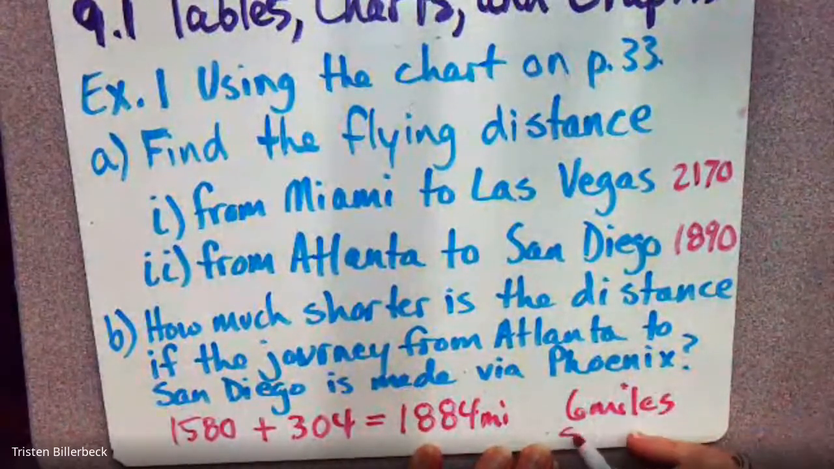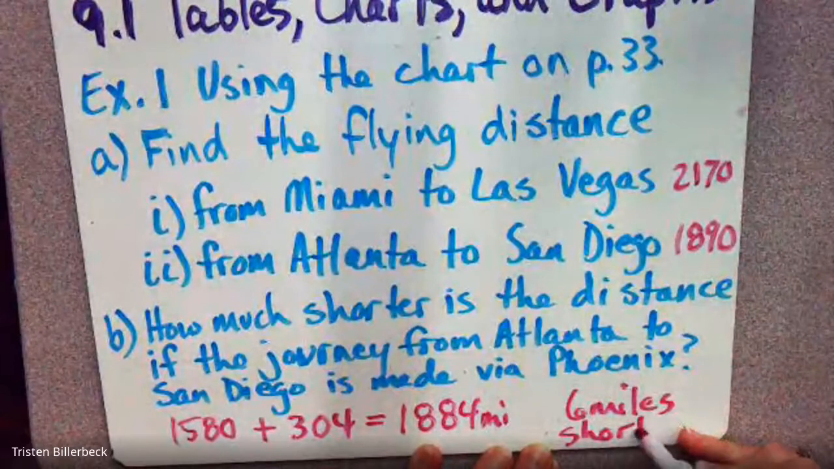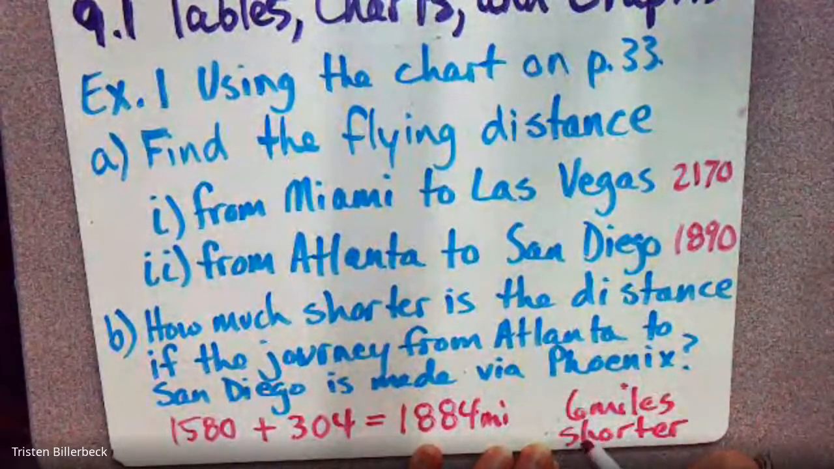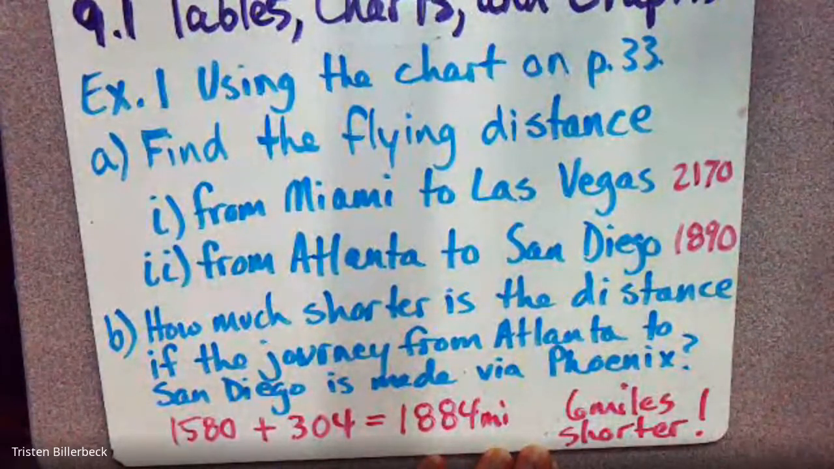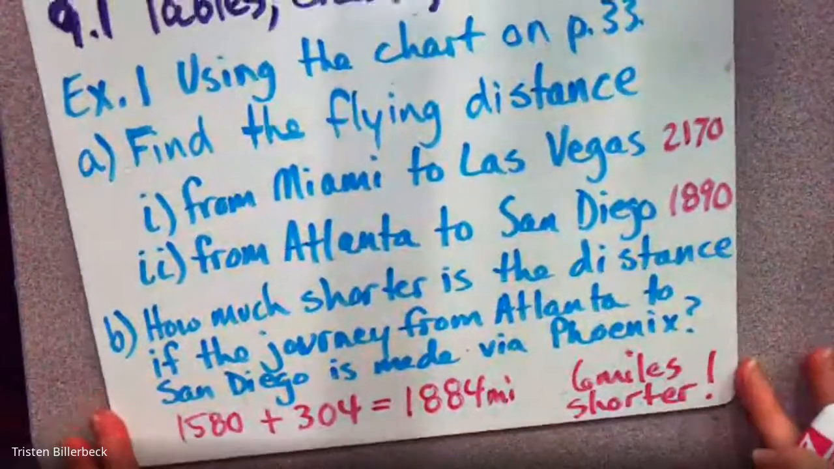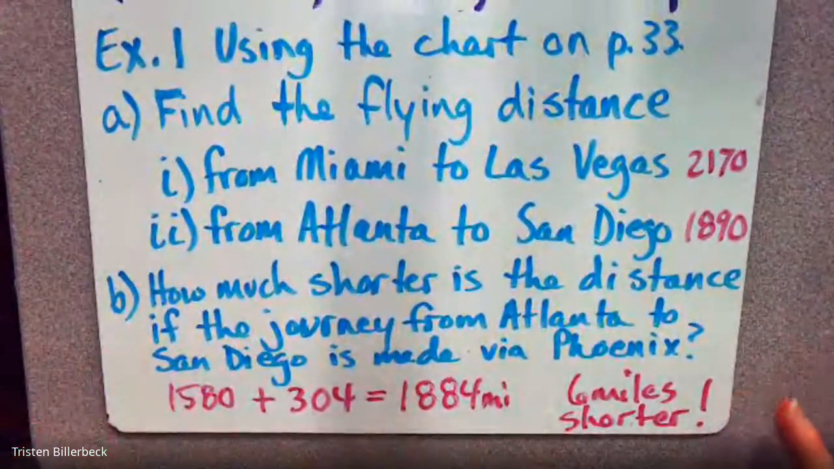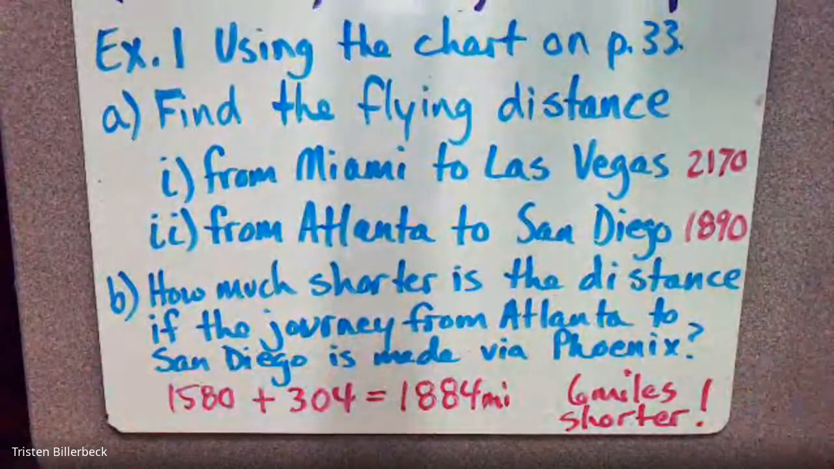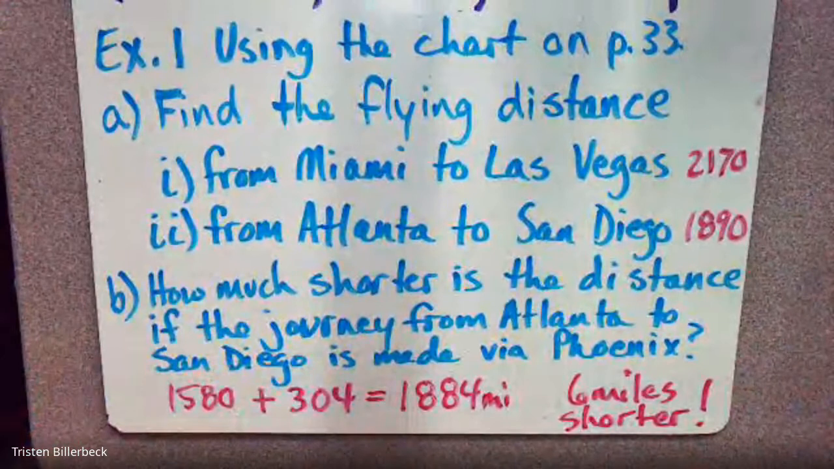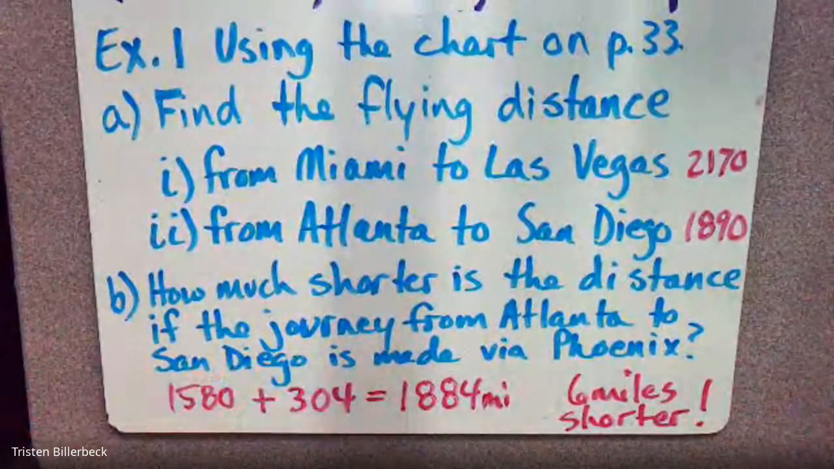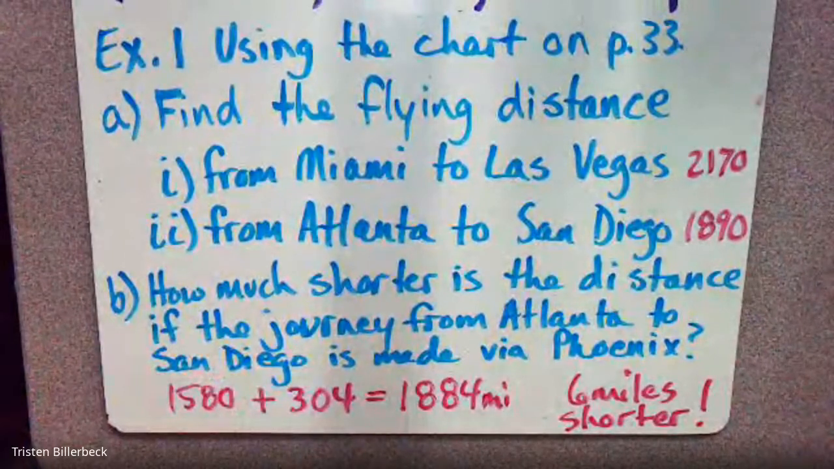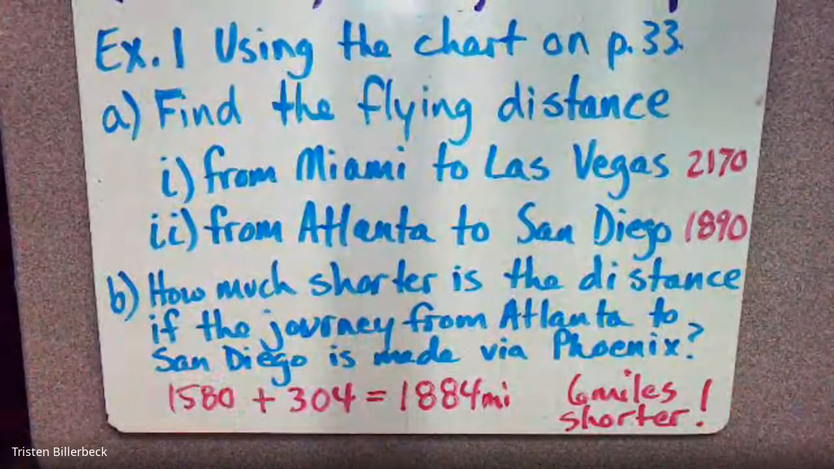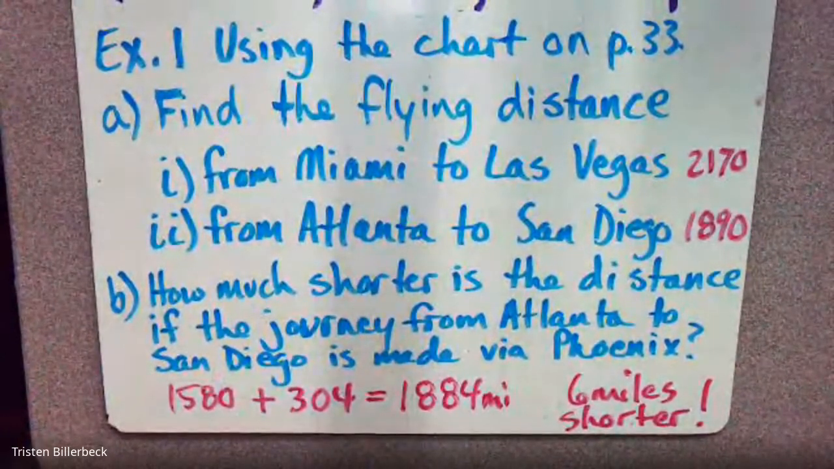Can you believe that? I can't. It must be that the flight plans have the planes going way away from big airports if they're going from Atlanta to San Diego. So that's kind of interesting. I would have thought the direct flight would be the shortest, but apparently not. All right, so let's look at the next slide.